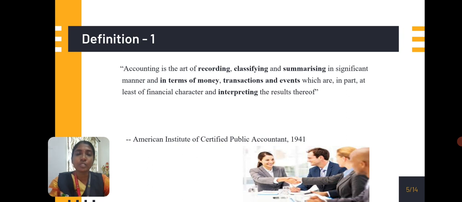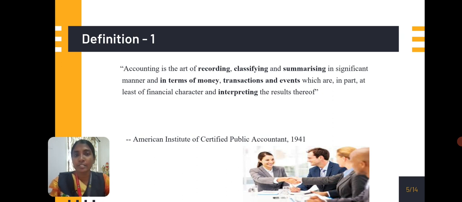So, in order to get meaningful knowledge about our transactions, we will go for classifying it, and then comes summarizing. How will we summarize the transactions? By way of preparing the trial balance, the trading account, profit and loss account and balance sheet, like that we will summarize the transactions.